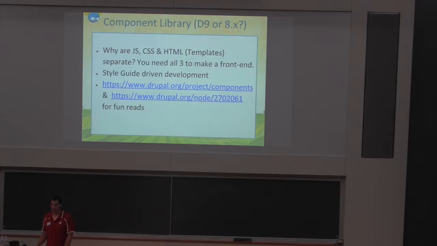So everybody's probably seen websites out there that show a style guide for their sites. And you could use gulp or grunt to generate a style guide based on your components. And so there's a project out there, components, and a node link for fun reads. I'm not sure if this will happen in Drupal 8 or Drupal 9, but it's something interesting to see what's happening in the future.